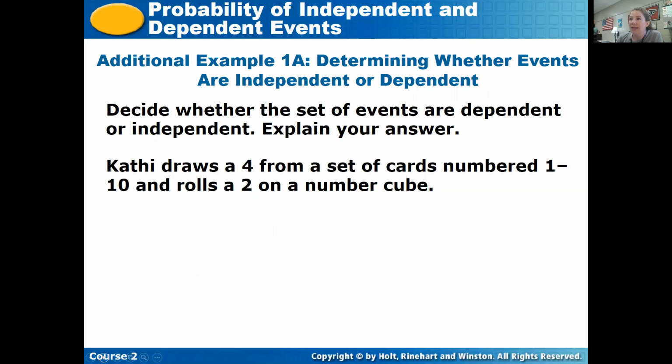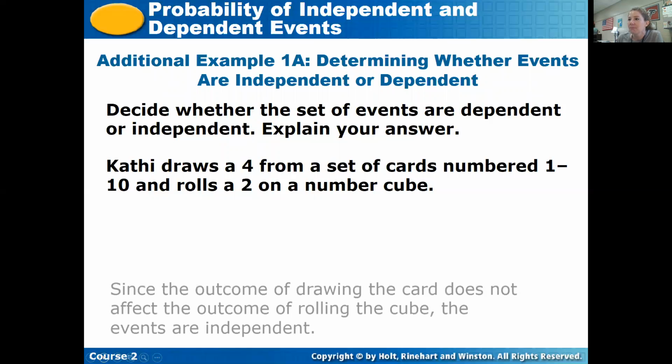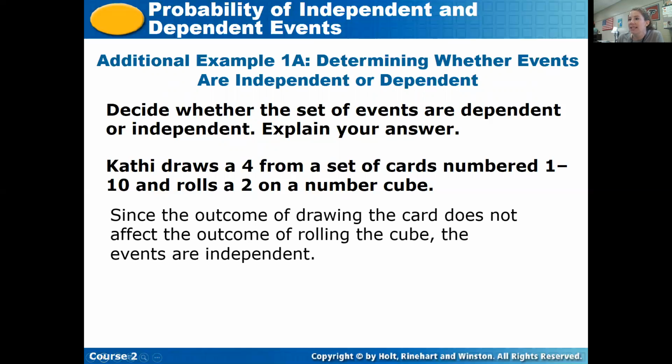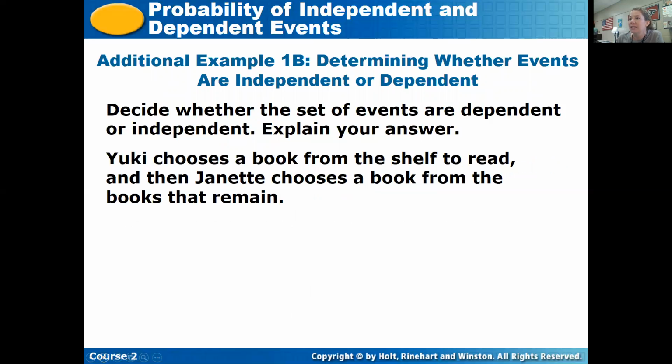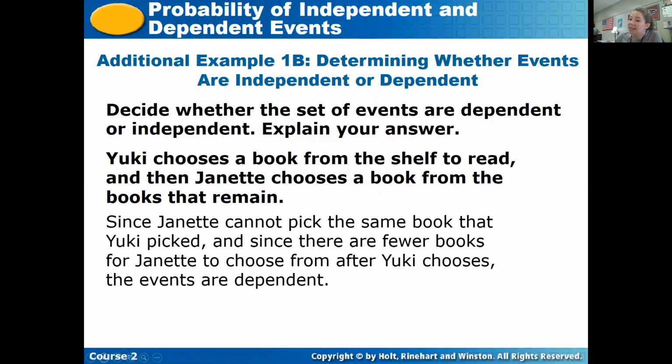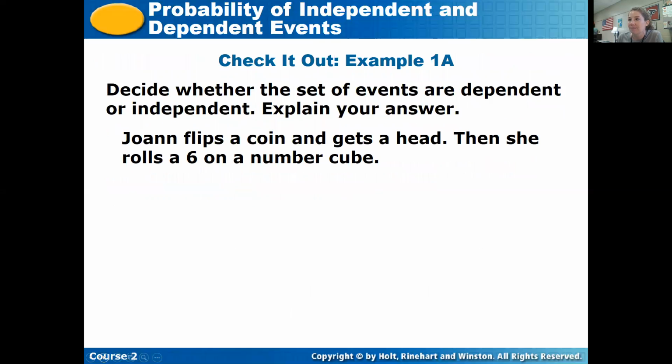Kathy draws a 4 from a set of cards numbered 1 through 10, and then she rolls a 2 on a number cube. Does what she gets on the number cube have anything to do with the card that she pulled? Since the outcome of drawing a card does not affect the outcome of rolling the cube, the events are independent. Yuki chooses a book from the shelf to read, and then Jeanette chooses a book from the books that remain. Since Jeanette cannot pick the same book that Yuki picked, and since there are fewer books for Jeanette to choose from after Yuki chooses, the events are dependent.